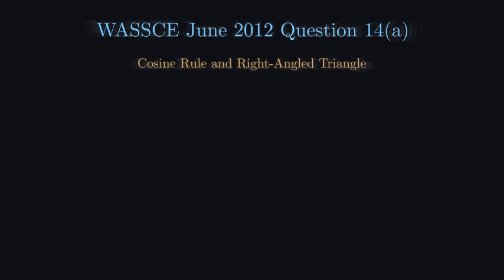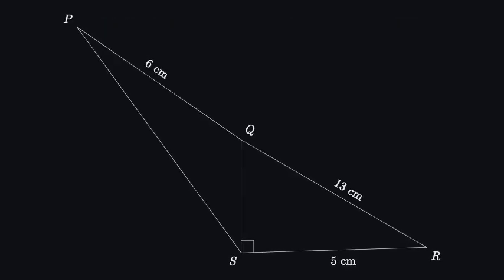Today, we are solving WASSCE June 2012 question 14a. This question uses a right-angled triangle first, and then the cosine rule. Study the diagram carefully. This prepares us for the next step.